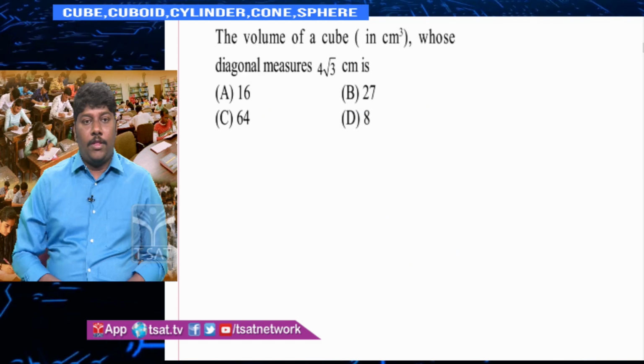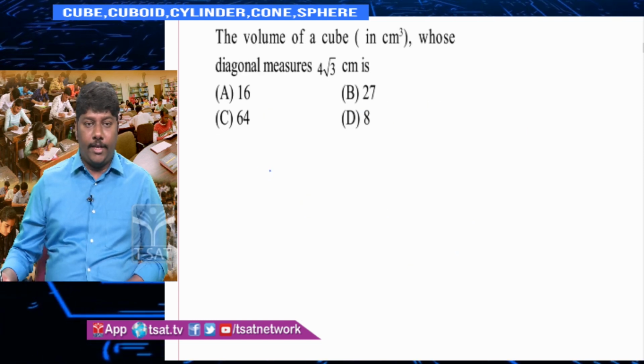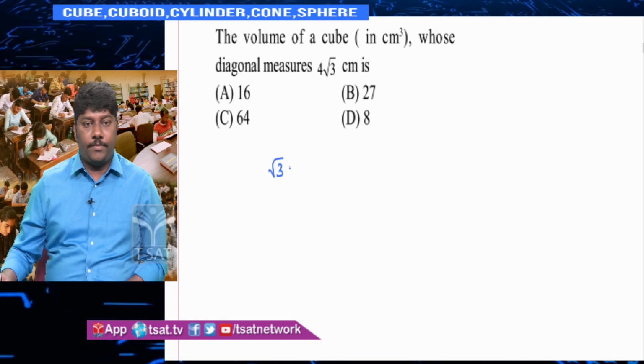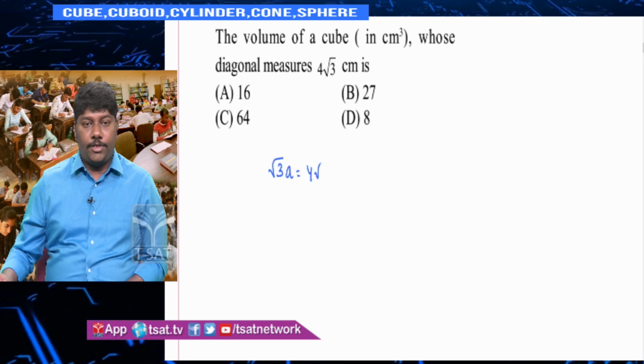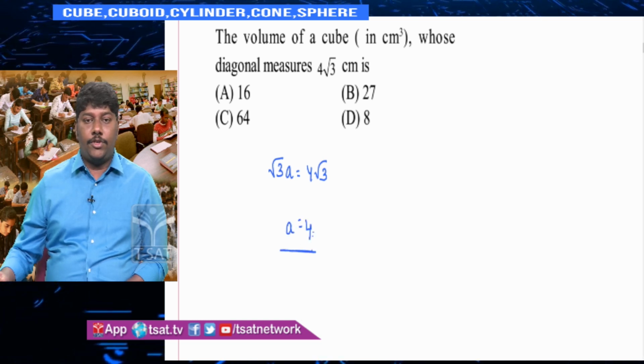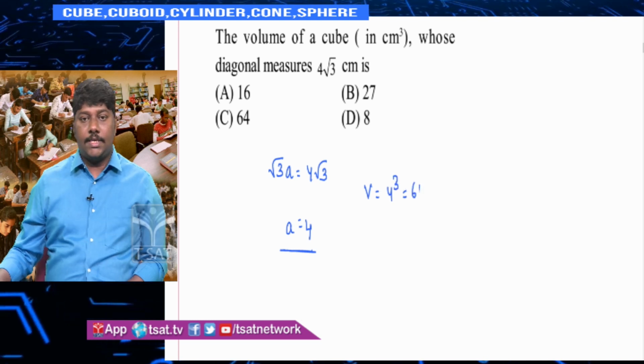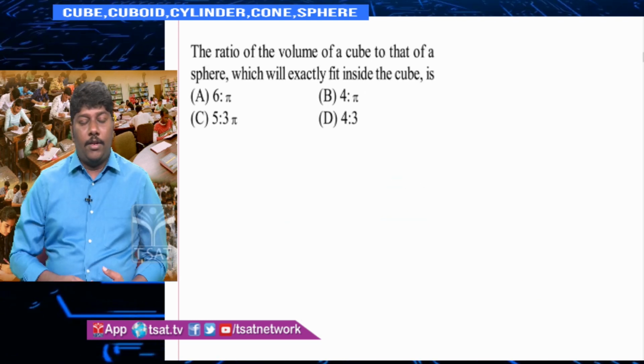Look at the next one. The volume of the cube whose diagonal measures 4 root 3. We know diagonal of the cube is root 3a, is equals to 4 root 3. Edge is equals to 4, therefore volume is equals to 4 cube, that is 64.